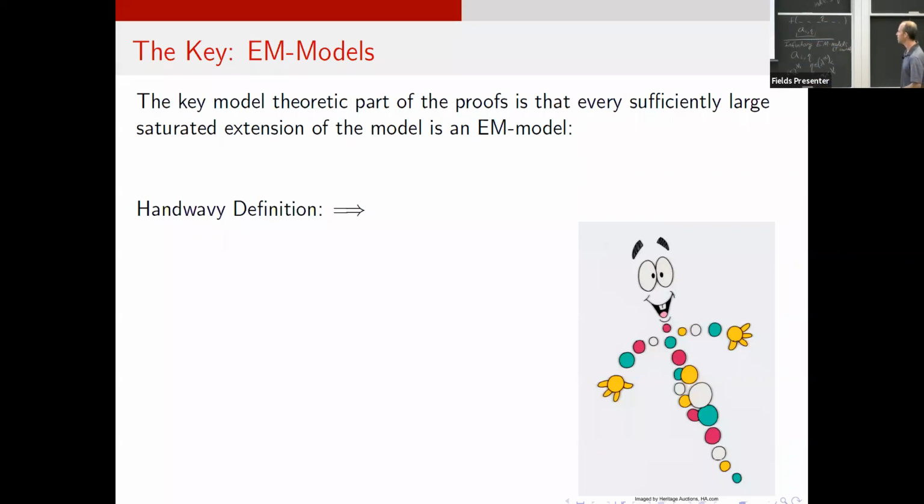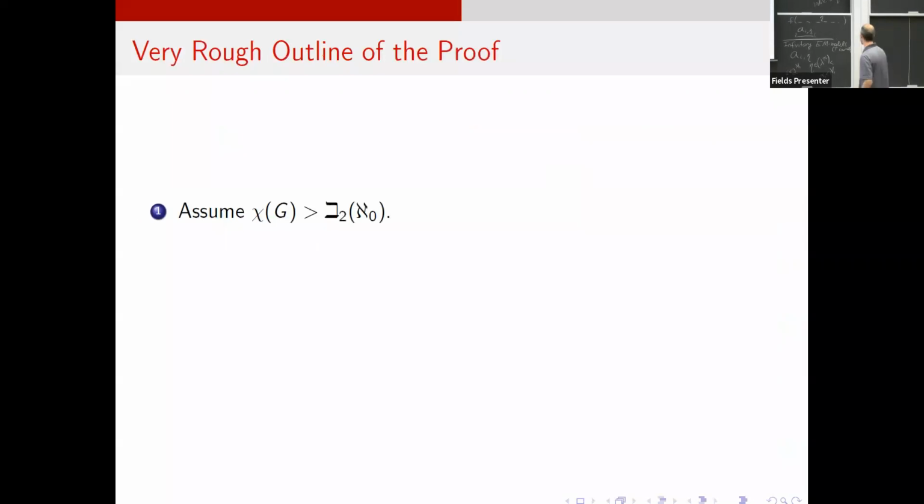And of course, we showed that for any stable theory, every large enough saturated model is exactly of this form. And basically, there's an equivalence: if you have a theory such that every large enough saturated model is of this form, then actually it's stable. Okay, so let's give a very rough outline of the proof, and the proofs are somehow similar.